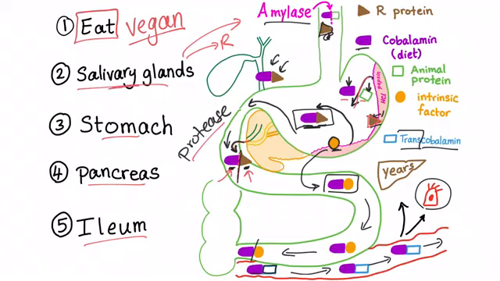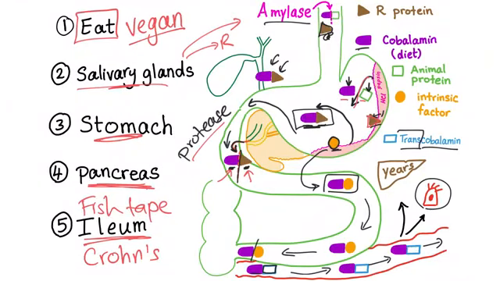Salivary glands, maybe salivary gland disease, but that's rare. Stomach, how about achlorhydria or pernicious anemia? It will lead to vitamin B12 deficiency. Pancreatic insufficiency will lead to vitamin B12 deficiency. Terminal ileum resection or damage of the terminal ileum by Crohn's disease or by the fish tapeworm, also known as Diphyllobothrium latum. Wow, let's summarize.